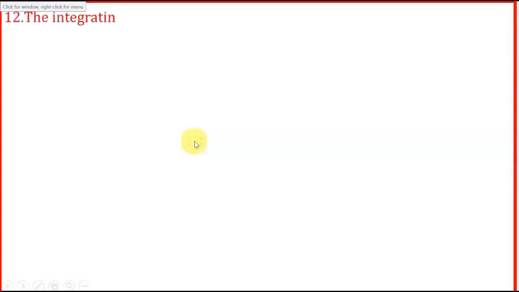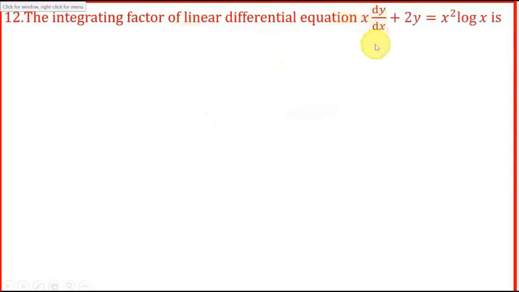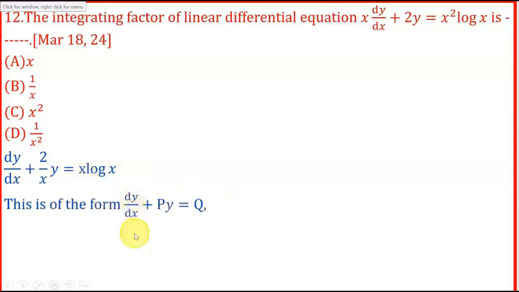Now next, the integrating factor of the linear differential equation x into dy by dx plus 2y is equal to x square log x is. This question was asked in the March 18 and 24 examinations. The options are: a is x, b is 1 upon x, c is x square, and d is 1 upon x square. Now we'll see the solution. dy by dx plus 2 upon x into y is equal to x log x. This is of the form dy by dx plus py is equal to q, where the value of p is the coefficient of y, that is 2 upon x.